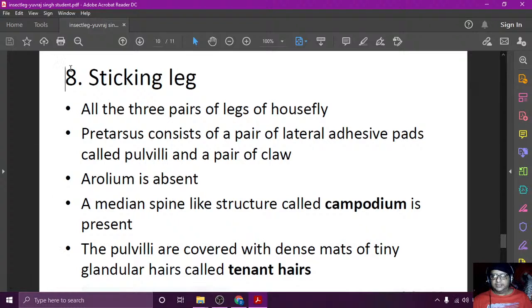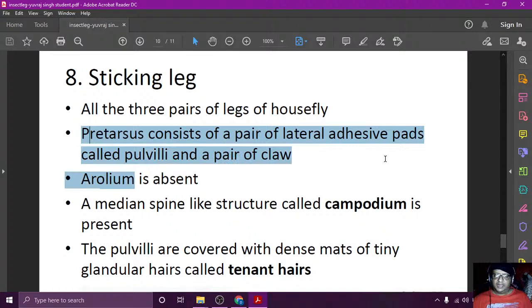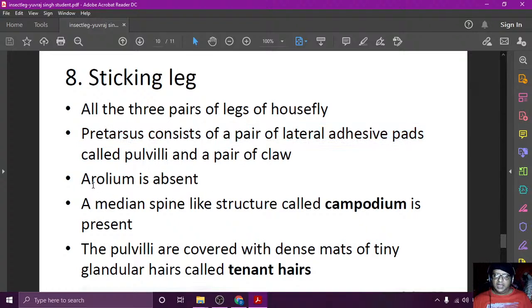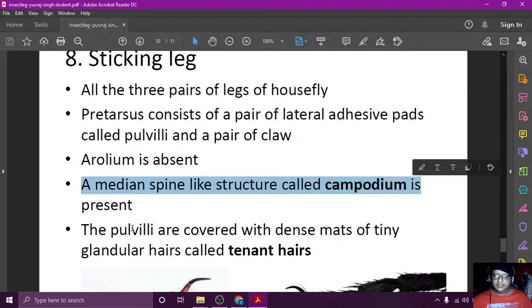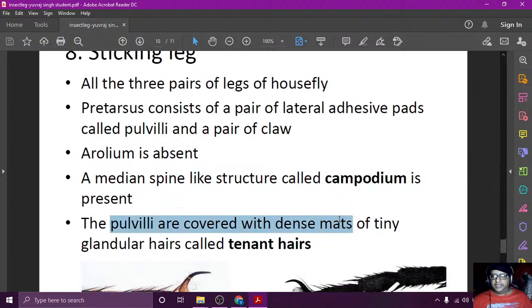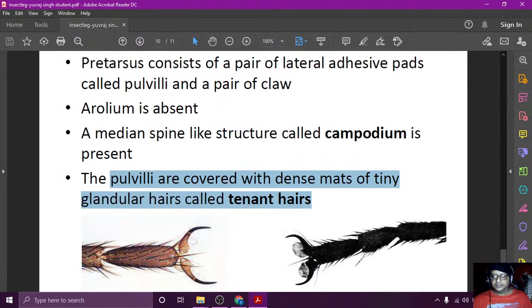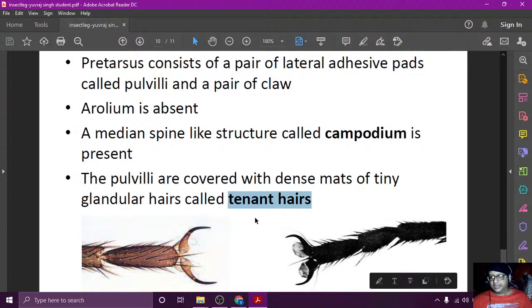Then you have the sticking leg, in all three pairs of legs of the housefly. The pretarsus consists of a pair of lateral adhesive pads called pulvilli and a pair of claws. The arolium is absent. A median spine-like structure called the empodium is present. The pulvilli are covered with a dense mat of tiny glandular hairs called tenent hairs. So these are the tenent hairs. This is how the particular legs look.